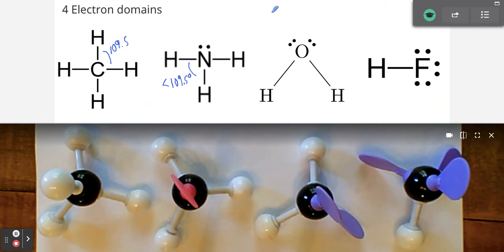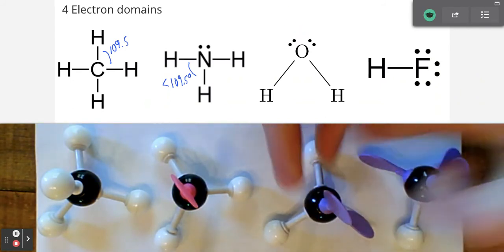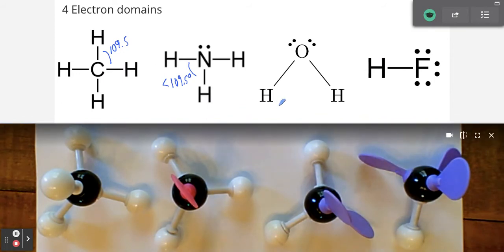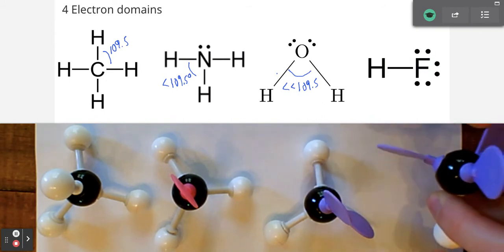In the case of H2O, there are 2 lone pairs here and here, and then the 2 bonding electron pairs. And so because there are 2 lone pairs, the angle is going to be even smaller. We'll just say less than 109.5 degrees. In truth, this is around 105. This is around 107, and this is around 100. This is exactly 109.5.